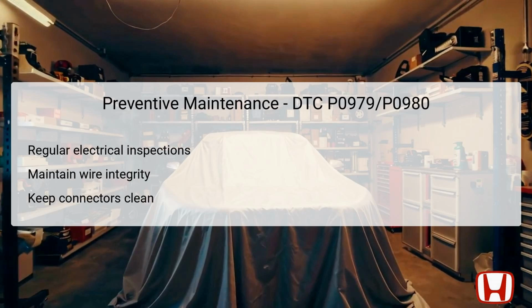To prevent future occurrences of DTC P0979 and P0980, implementing regular preventive maintenance is a key strategy. Regular electrical inspections should become a part of vehicle upkeep routines, ensuring that wiring integrity is maintained throughout the lifespan of the vehicle. Inspection of the harness, connectors, and terminals on a consistent basis can help to catch early signs of corrosion, wear, or damage that could lead to problems down the line.